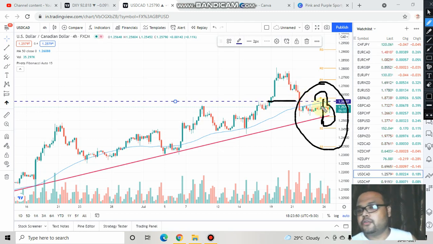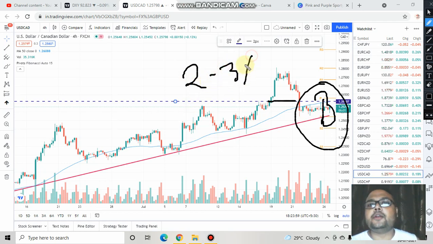If you want to go for a buy right now, then I'll say that you can go for a buy, but do not take a heavy position. Follow proper risk management and do not risk more than 2 to 3% of your trading capital.